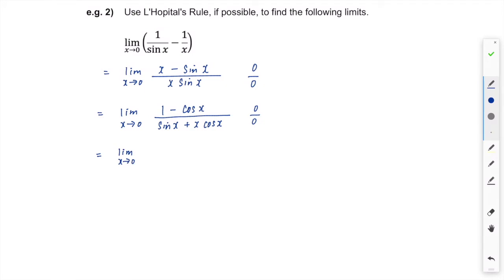I will have 0 minus negative sine, so sine x. At the bottom, I have cosine plus product rule, cos x minus x sine x. Now what? Sine of 0 is 0. Cosine 0 plus cosine 0. 1 plus 1, 2 minus 0. So now I do not have indeterminate form, but this still gives me 0 over 2, which is 0. Okay?